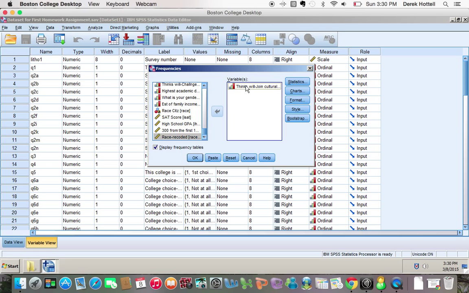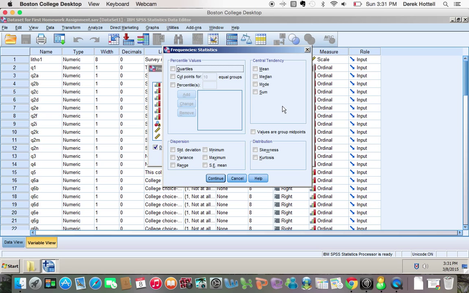So let's look at the variables of SAT, which if you remember, SAT is interval level data, and high school GPA, which is ratio level data. The difference being that there's a true 0 in GPA and there's not a true 0 in SAT score. So let's look at statistics.